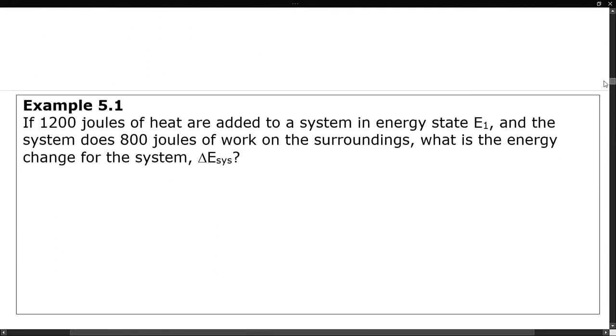So let's look at a couple of examples. If 1200 joules of heat are added to a system in a state E1, the system does 800 joules of work on its surroundings. What's the energy change for the system, delta E?